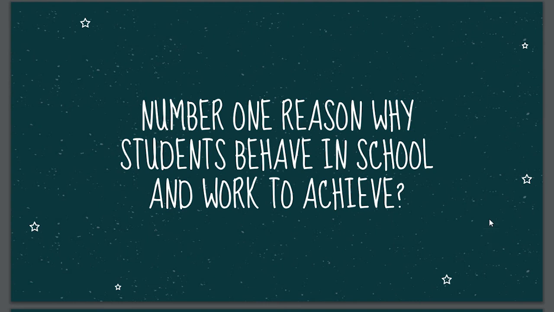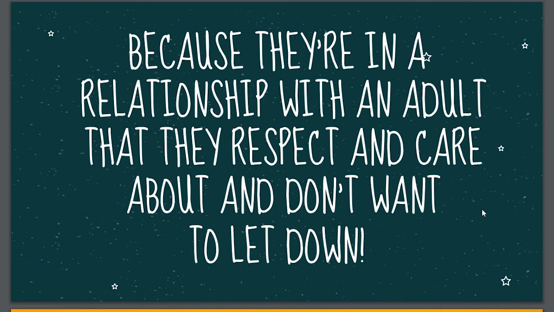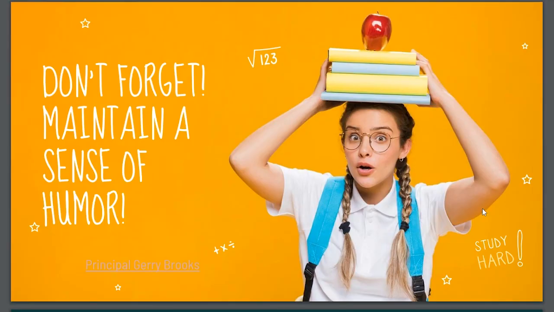So the question is, what is the number one reason why students behave in school and work to achieve? So that's a huge question here. And since I don't have you with me, I'm going to go ahead and move to the answer. It is absolutely because they're in a relationship with an adult that they respect and care about and don't want to let down. It has more to do with that than grades, the assignments, whatever else. They appreciate that teacher, they respect him or her, and they want for you to be pleased with what they're doing. And then, of course, don't forget to maintain a sense of humor.